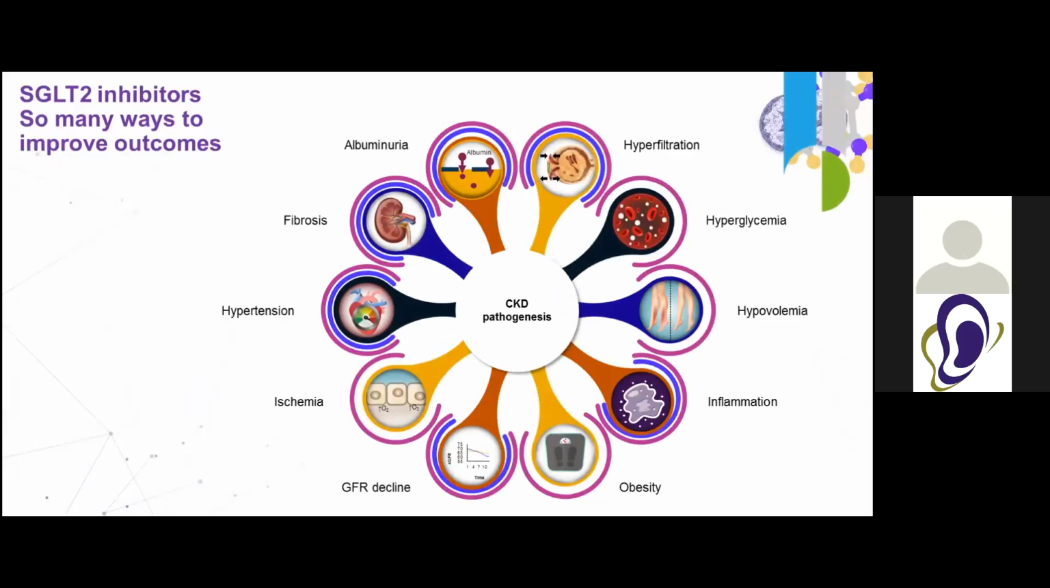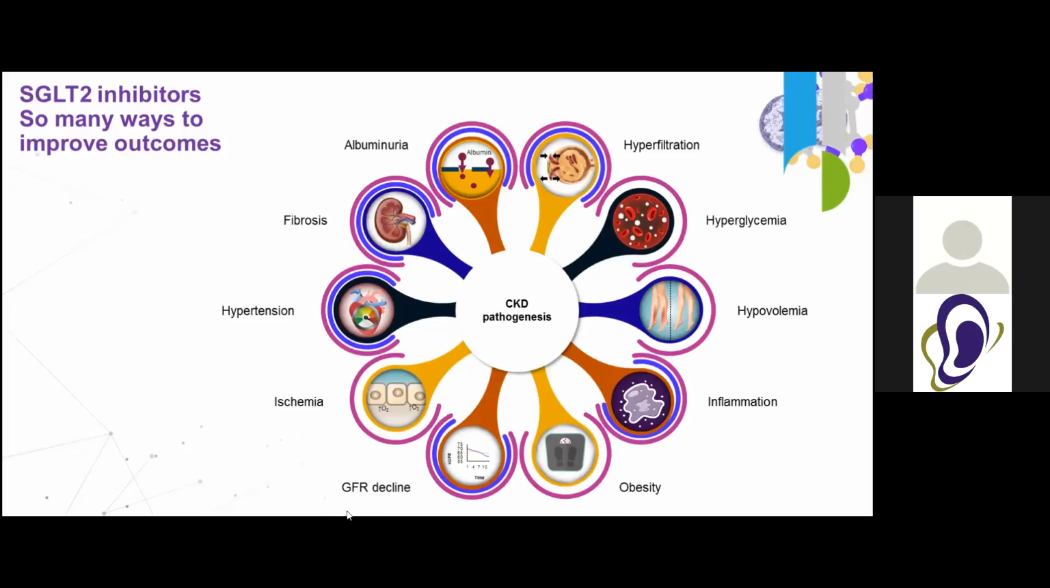So there's so many ways that SGLT2 inhibitors improve outcomes. They reduce albuminuria, hyperfiltration. In some people, they lower the glucose, but not in those with lower GFRs. They make sure that you are euvolemic by having a diuretic effect. They have some anti-inflammatory effects. They reduce weight by about 2 to 3 kilos, so can also help to address some obesity issues.